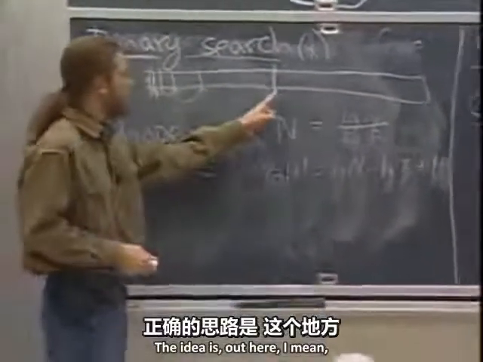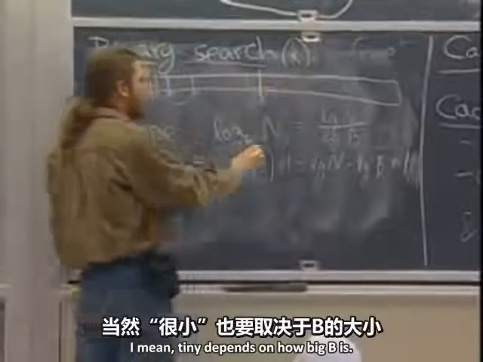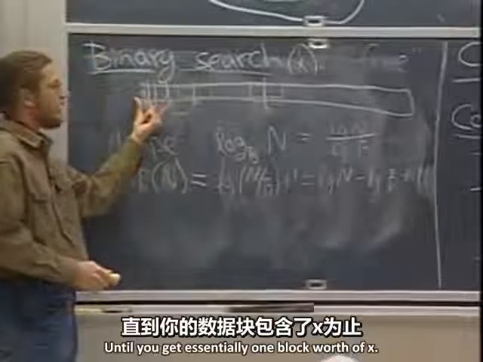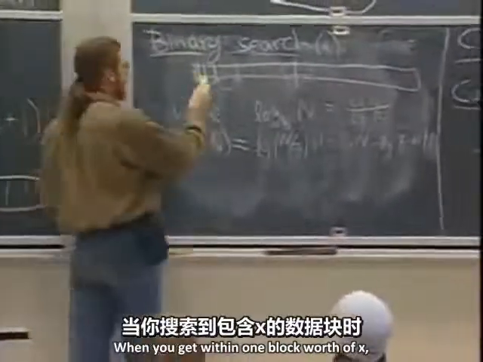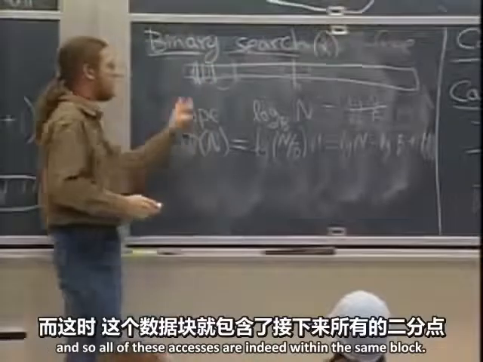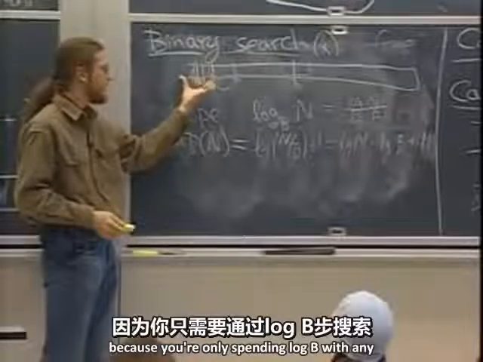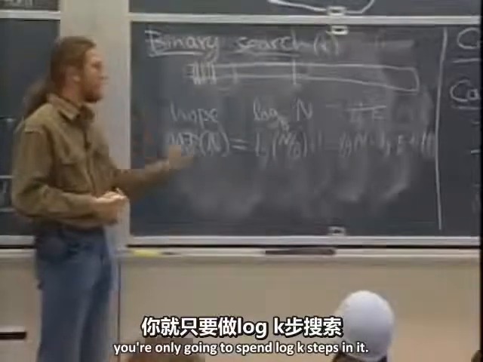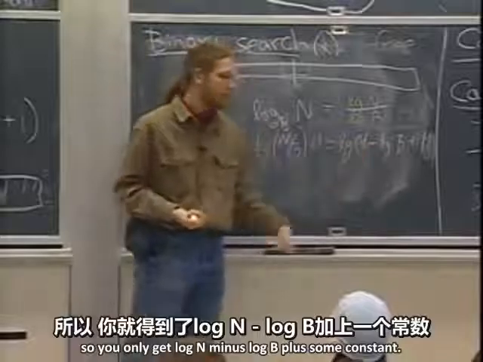The idea is, out here, there's some little tiny block that contains this thing. Tiny depends on how big B is. But each of these items will be in a different block until you get essentially within one block worth of x. When you get within one block worth of x, there's only like a constant number of blocks that matter. And so all of these accesses are indeed within the same block. But how many are there? Well, just log B. Because you're only spending log B with any log. If you're within an interval of size k, you're only going to spend log k steps in it. So you're saving log B in here. But overall, you're paying log n. So you only get log n minus log B plus some constant.